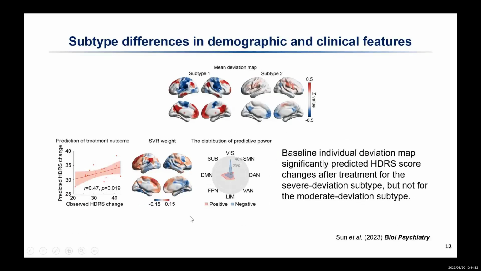Importantly, we also included a subsample of patients who received 6 months of treatment. We used the baseline deviations to predict the treatment outcome in each subtype by the SVR method. We found the baseline deviation patterns can predict treatment outcomes for the severe deviation subtype, but not the moderate deviation subtype.